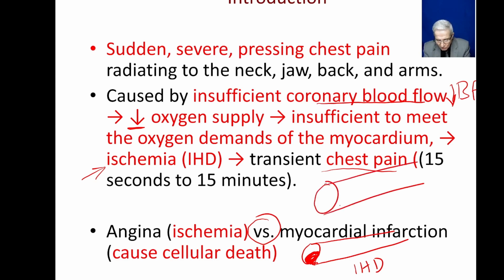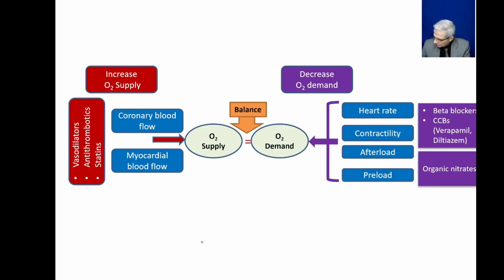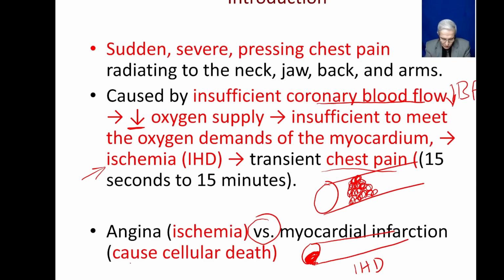In myocardial infarction, we have the thrombus, the atherosclerosis, the bleeding, the calcium, and the atheroma, and this will lead to complete occlusion of the arteries. For this reason, the patients suffer from cellular death, or necrosis. So myocardial infarction means cellular death, compared with ischemia.